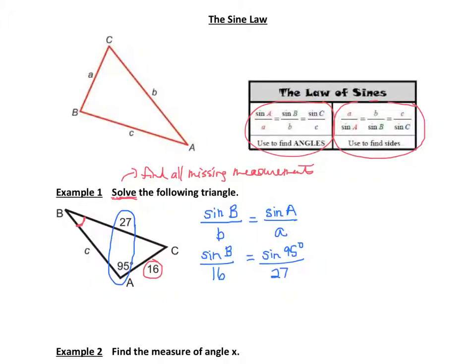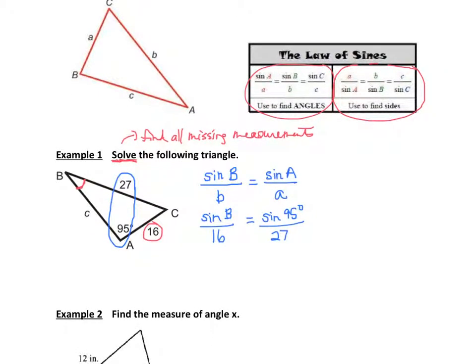Okay, we're trying to solve for angle B, so at this point I'm going to isolate the sine B, and in order to do that I'm going to multiply both sides of this equation by 16. So on the left hand side we'll be left with just sine B. And over here, when we multiply on this side by 16, we're going to, of course, multiply the numerator by 16. So it will be 16 sine 95 divided by 27.